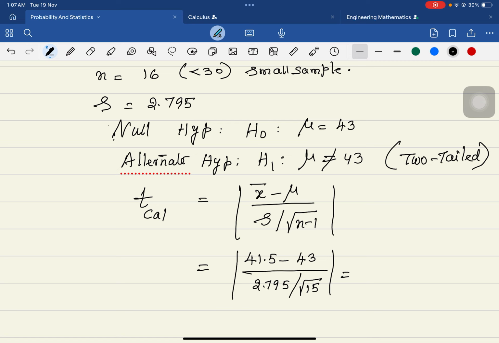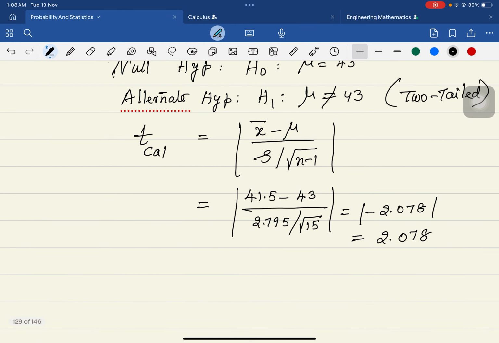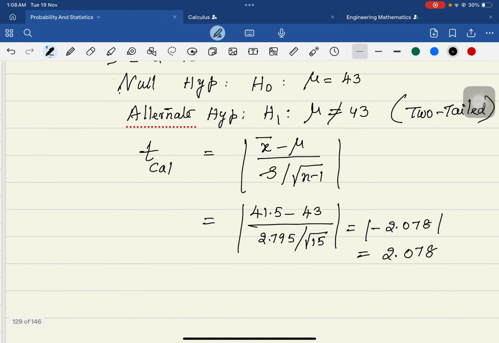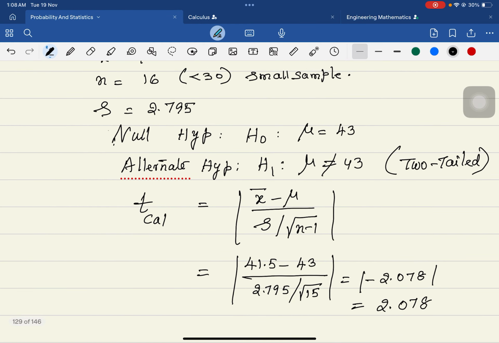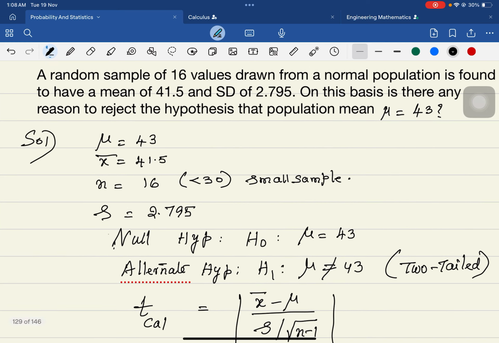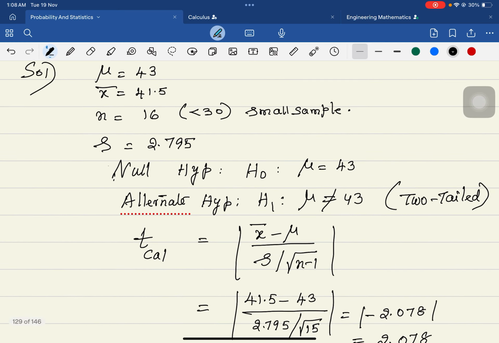So this is the calculated value. When you calculate this, use the calculator. It is 2.078 with the negative sign. When you take the absolute value, then the mod value 2.078 is your calculated value. Now I'll give you the T table for the small sample. When we did the confidence interval, we used the T table for the small sample. So this is the T table, if you understand.